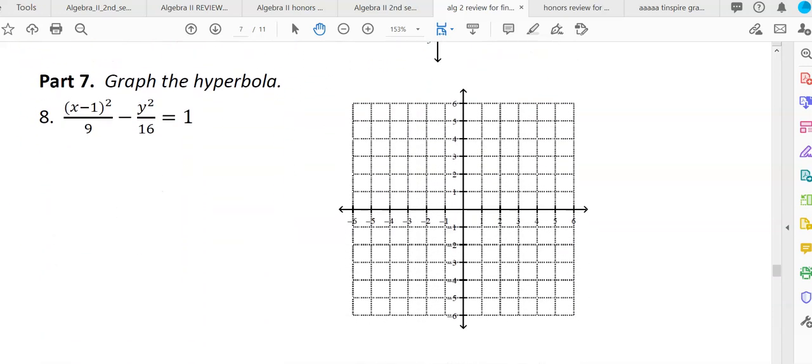Graph this hyperbola. So we're going to start with the (h, k), which is (1, 0). So right here is our center. Underneath x is horizontal movement, so I'm going to go 3 to the right and make a point, 3 to the left and make a point. Underneath y is vertical movement, so I'm going to go 4 up and 4 down. For the hyperbola, I'm going to make my dot box, the asymptotes. And it's horizontal, which means it's coming off, these are the vertex points horizontally. So it's going to look kind of like that.